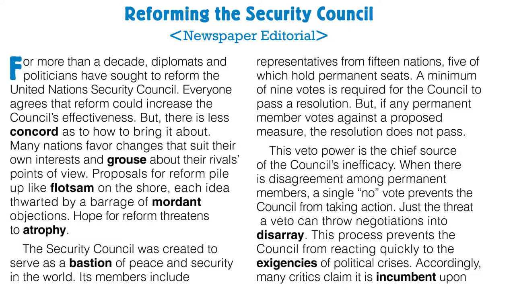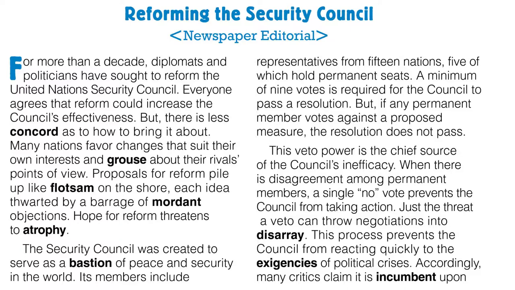The Security Council was created to serve as a bastion of peace and security in the world. It has the power to mediate disputes and to authorize peacekeeping operations, sanctions, and military action. Its members include representatives from 15 nations, 5 of which hold permanent seats. A minimum of 9 votes is required for the Council to pass a resolution, but the 5 permanent members have the lion's share of influence over important decisions. If any permanent member votes against a proposed measure, the resolution does not pass.